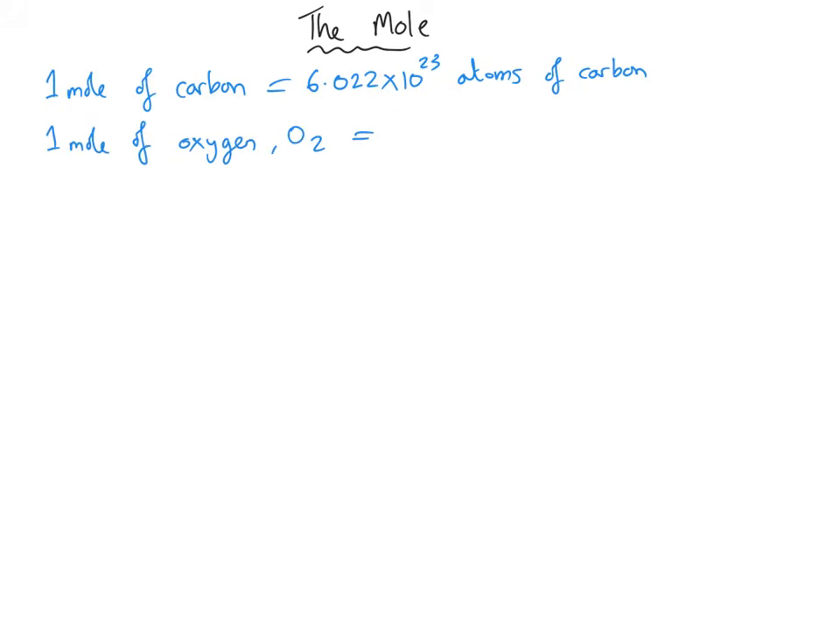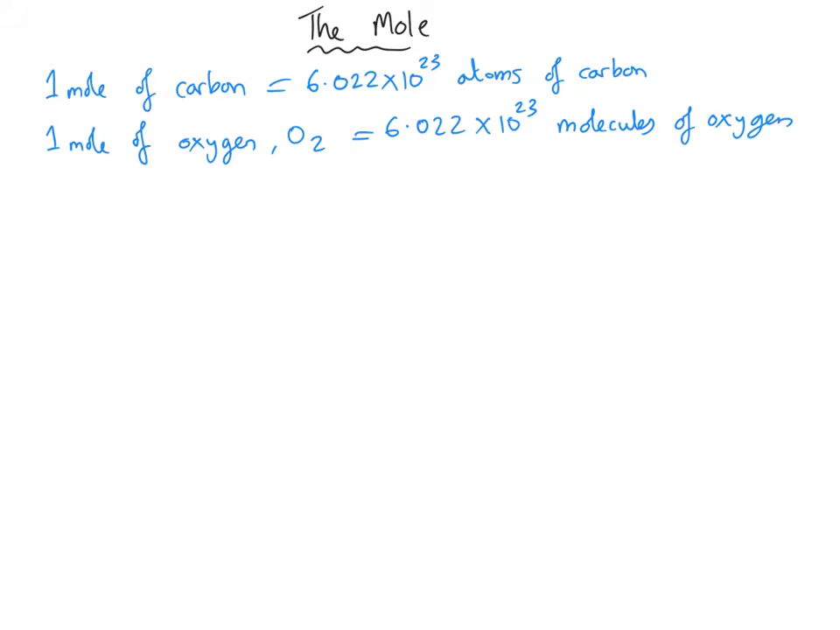So in 1 mole of carbon, we've got 6.022 times 10 to the 23 particles, and in 1 mole of oxygen molecules, we've got this many molecules as well. So a mole is defined as this number of entities, Avogadro's number's worth of entities. The good news is you're not going to be expected to remember Avogadro's number. If you need to work with it, you'll be given it in an exam.